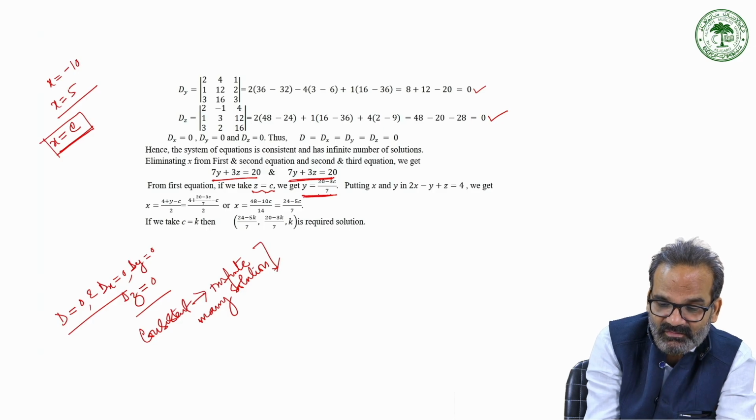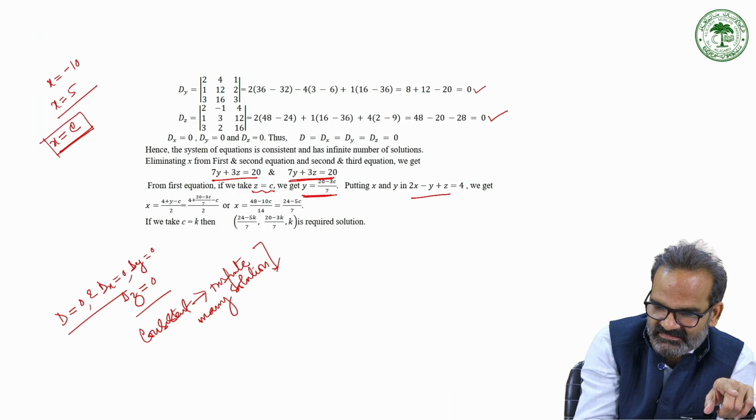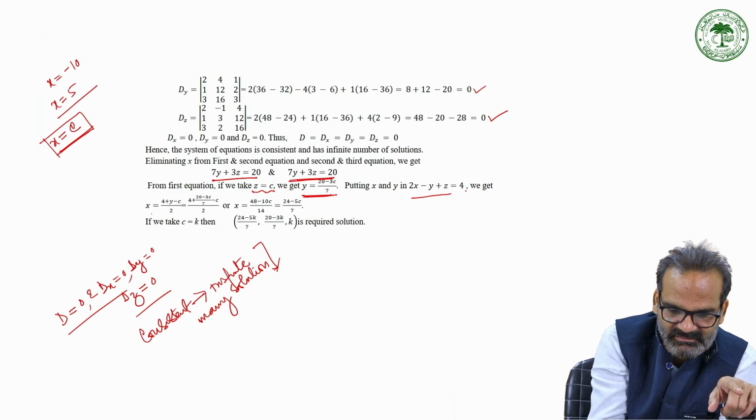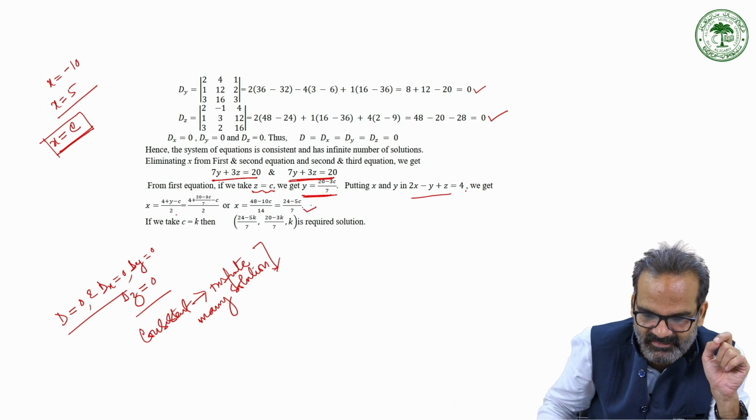Now put this value of y in our original equation 1, that is 2x minus y plus z is equal to 4. So x is equal to this. Put the value of y. Finally x is coming out to be (24 minus 5c) divided by 7.